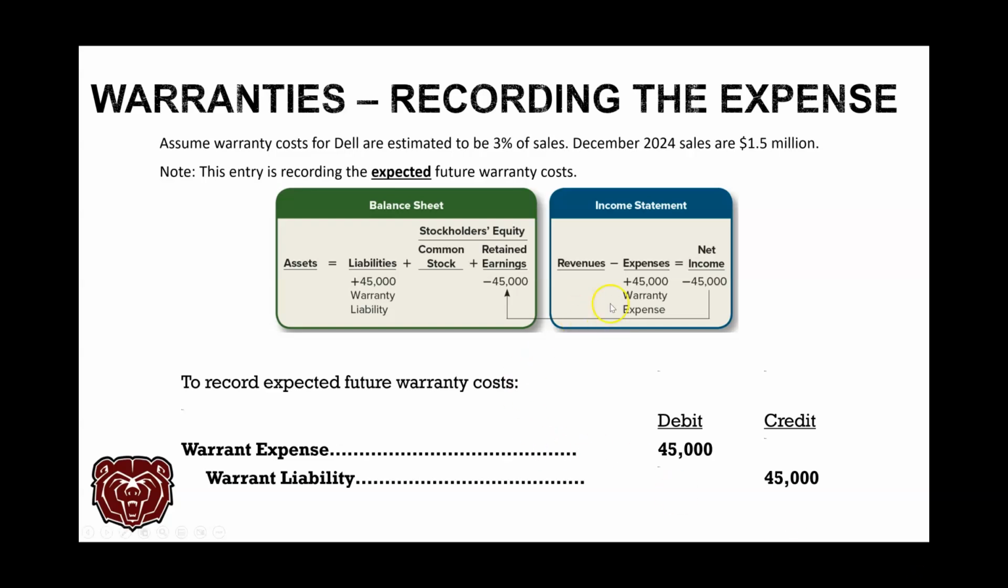So here you can see we're going to increase the warranty expense, which decreases net income and decreases retained earnings. And we're going to increase the warranty liability. Think of this warranty liability account kind of like the allowance for doubtful accounts account. It is kind of a piggy bank for us. We are taking this amount of money and allowing ourselves to recognize that as an expense.